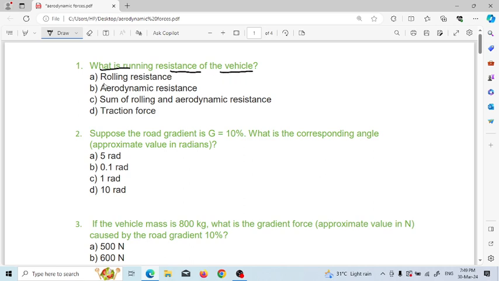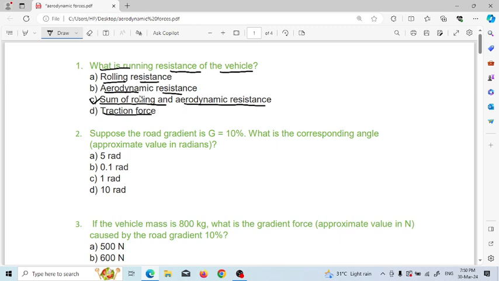The options are rolling resistance, aerodynamic resistance, sum of rolling resistance and aerodynamic resistance, and option D, traction force. We know the running resistance is the sum of rolling resistance and aerodynamic resistance. So option C is the correct answer.